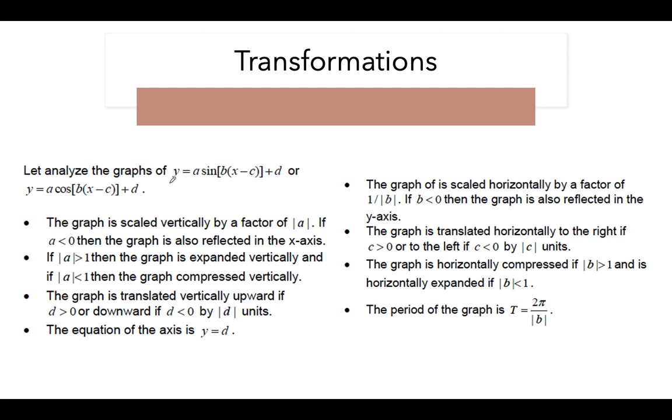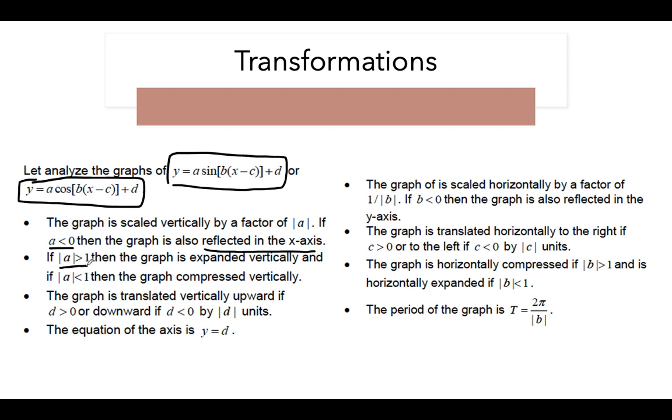For sinusoidal functions, the first one represents the equation for sine, and the second one represents the equation for cosine. Now you will notice that the letters A, B, C, and D represent different transformations. First, let's take a look at A, the absolute value of A. If A is less than 0, it's going to be reflected in the x-axis, meaning it's going to be downward.